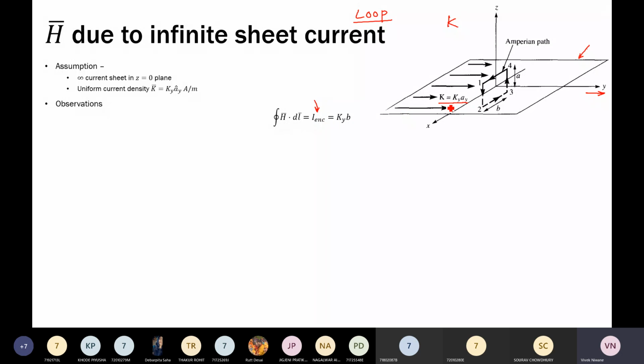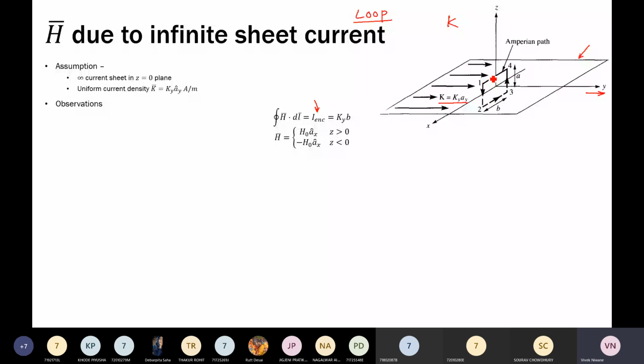Okay, Ky is nothing but the magnitude of the current density, and b gives us the length, according to Ampere's law. Also, do remember that we do have H bar is equal to H0 ax cap for z greater than or equal to 0. Sorry, greater than 0. Z greater than 0 means above the xy plane. That you can consider the path 4 to 1, the loop path 4 to 1.